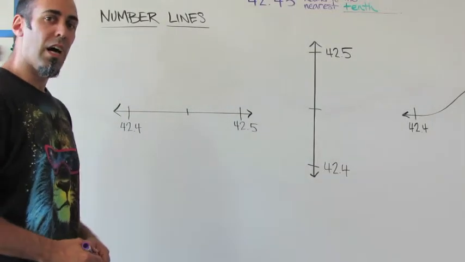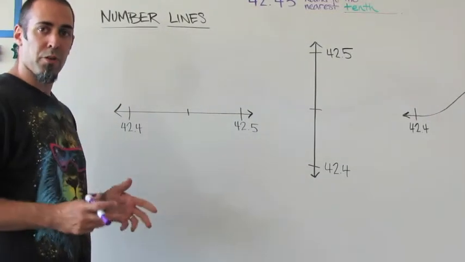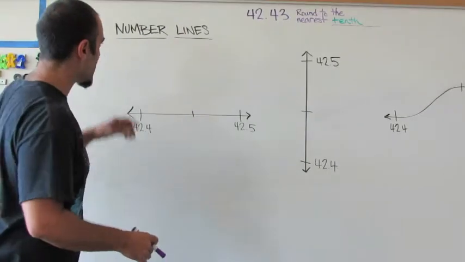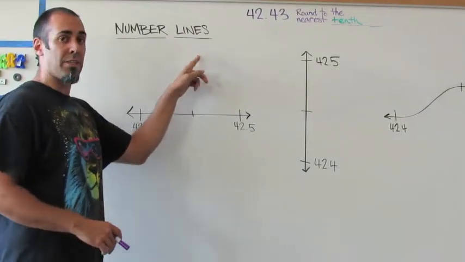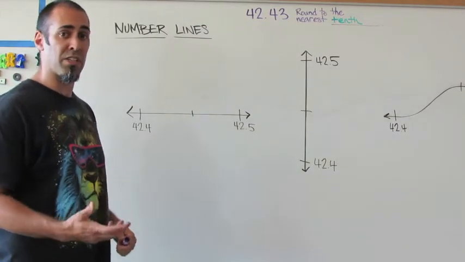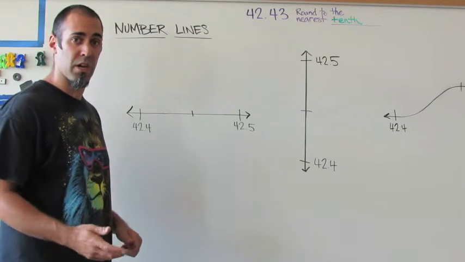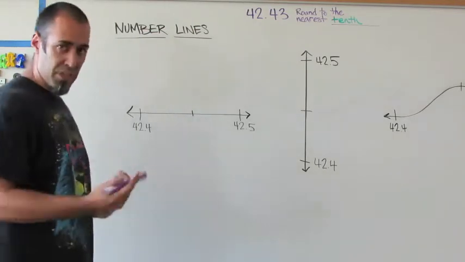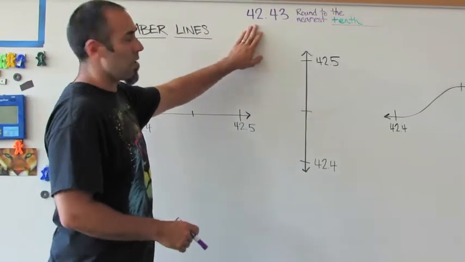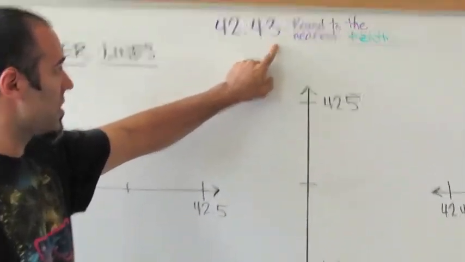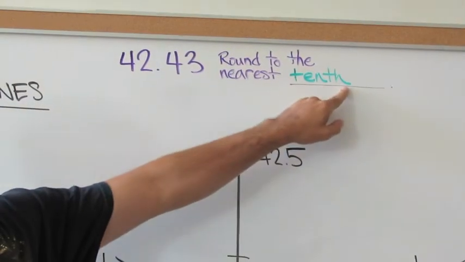Hi everybody. Another model that we're going to be using during Module 1 is the number line. Number lines are going to come in handy in all kinds of ways, but one of the first ways that your child will encounter them this year is with rounding. So, for example, we have here: round 42 and 43 hundredths to the nearest tenth.